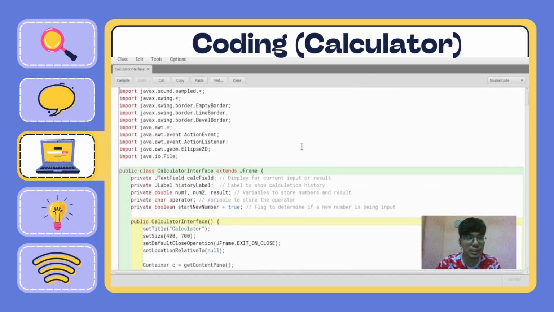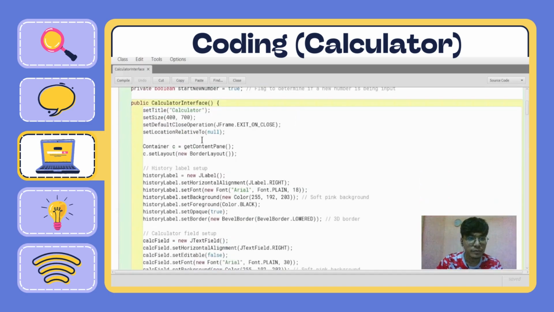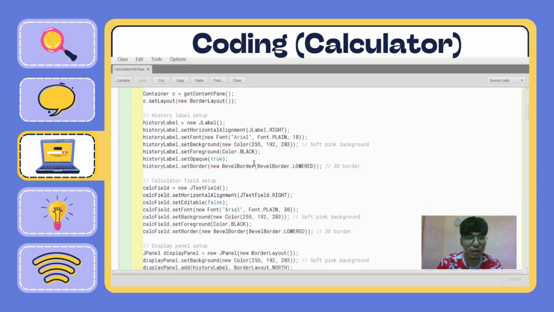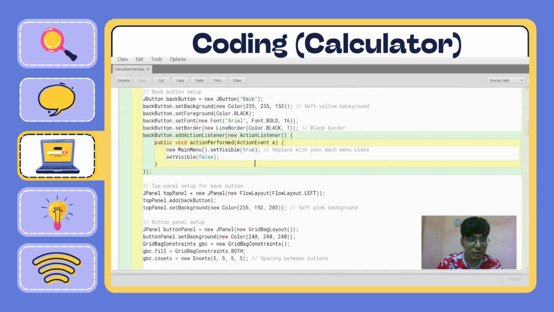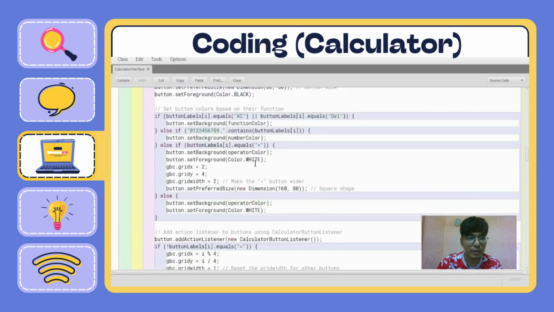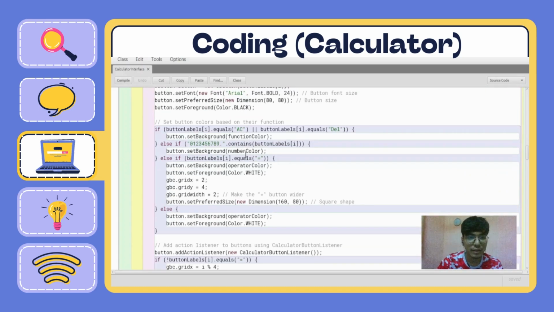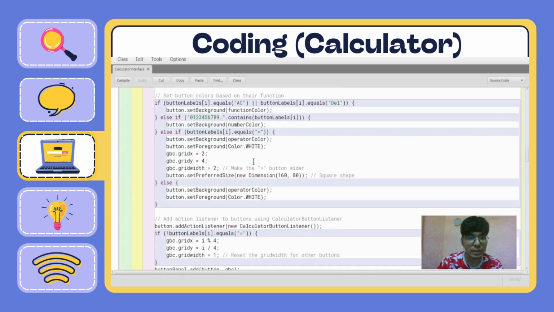Hi, my name is Haziq. So I'm going to explain the calculator interface for the coding. This is the calculator interface public class, and this is the calculator interface function, all the style, and then this is for the button style. This is the button function, and the style.